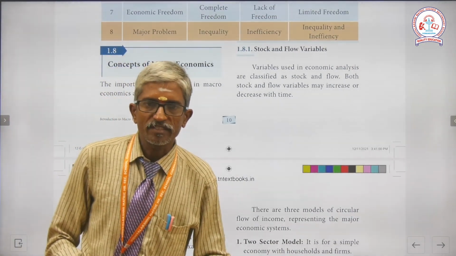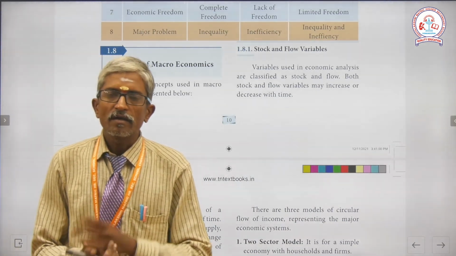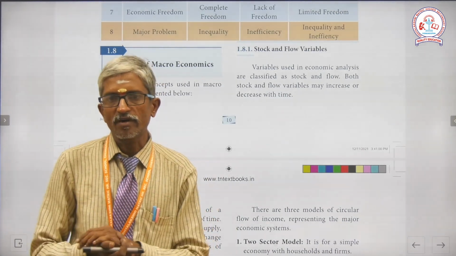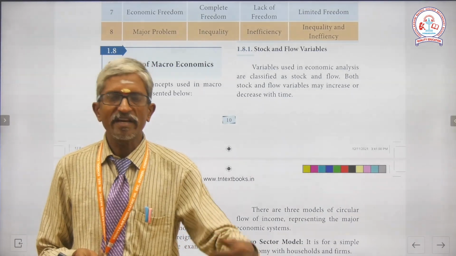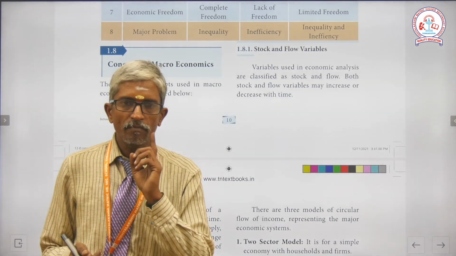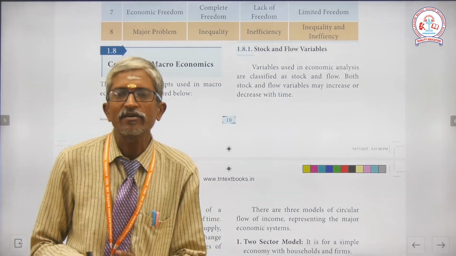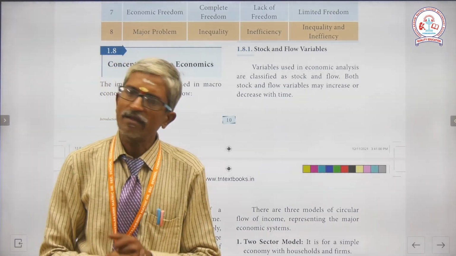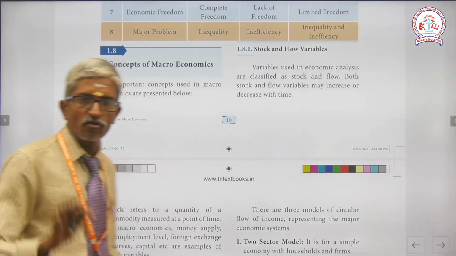What is macroeconomics? Macro means large. I told you before in the previous session, if you are making a census or a case study about a forest, the entire forest, then it is said to be macro. In 11th standard we are very familiar with micro. Micro means single. In that forest, if you are making a case study about one particular tree, then it is said to be micro. If you are taking the case study of the entire forest, then it is said to be macro.